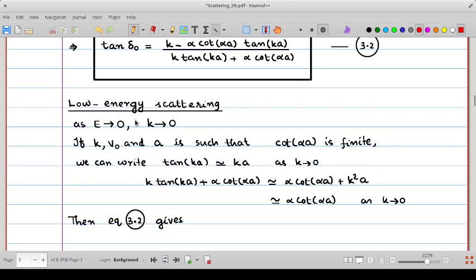Now we consider low energy scattering, that is a situation where the energy of the incoming particle E is extremely small. So E tends to 0 limit. So in that case, k also tends to 0, because k is defined to be square root of 2mE by h bar square. Now alpha was defined to be (2m(E plus V0) by h bar square) to the power half.